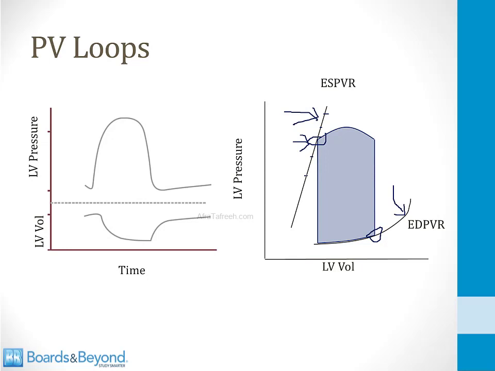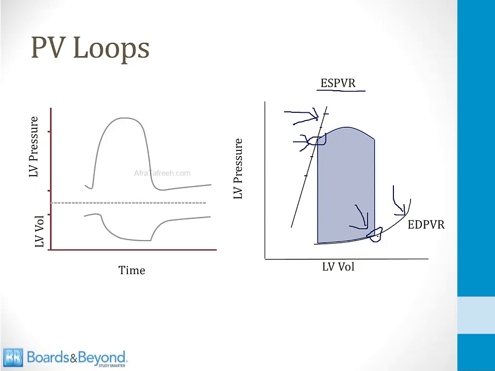So from this thought experiment, you can see that the addition of a little bit of volume at the end of systole or the removal of a little bit of volume creates a series of points, and that makes a line, and that line is called the end systolic pressure-volume relationship. And that line is determined by characteristics of the myocardium, and we'll talk later about some things that can change that line.